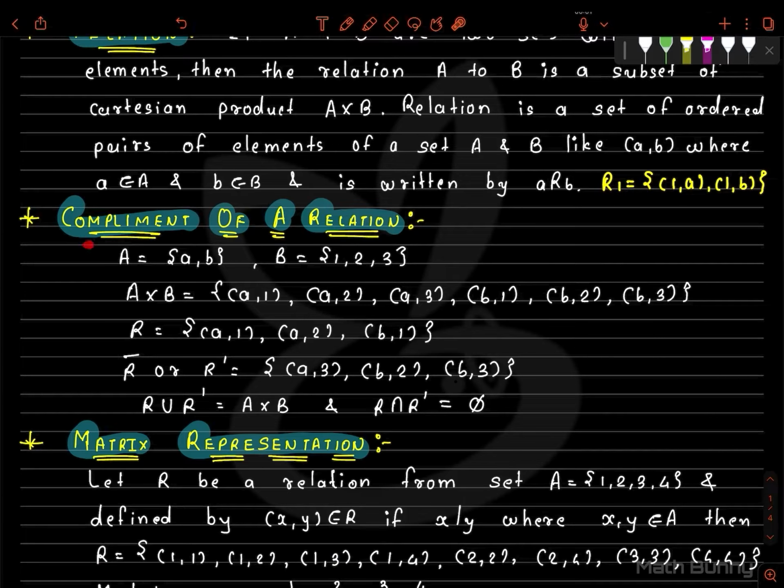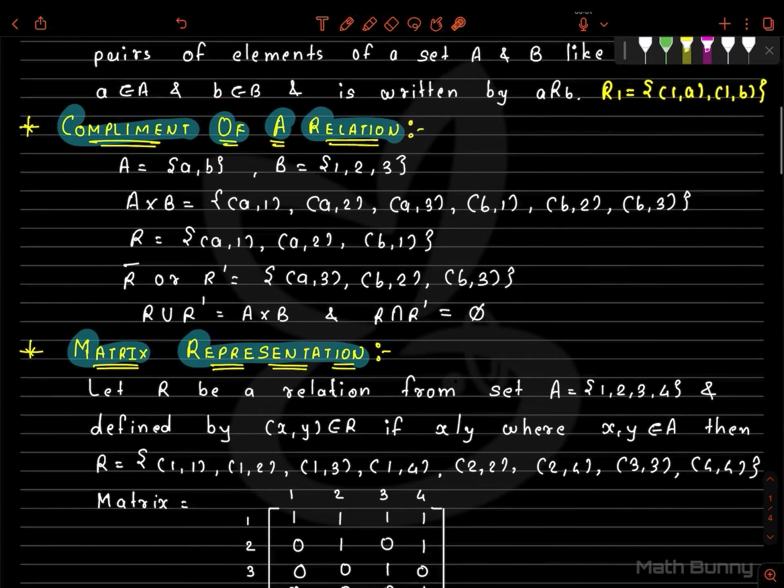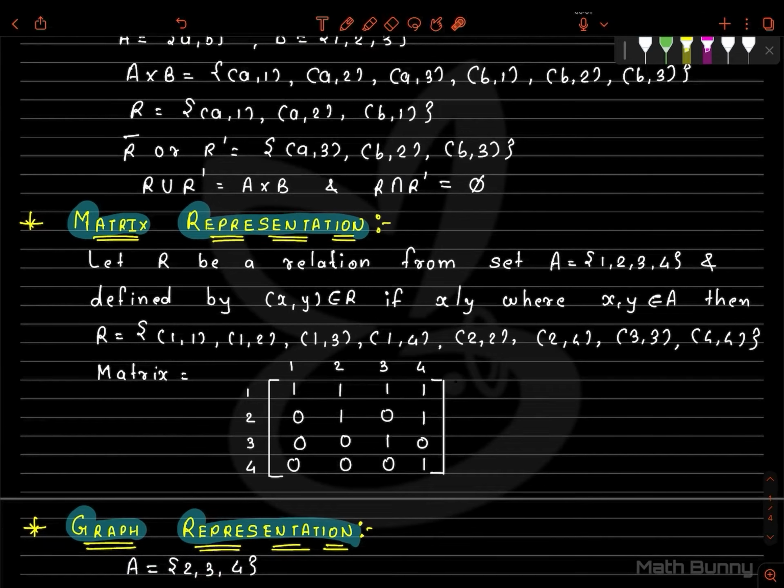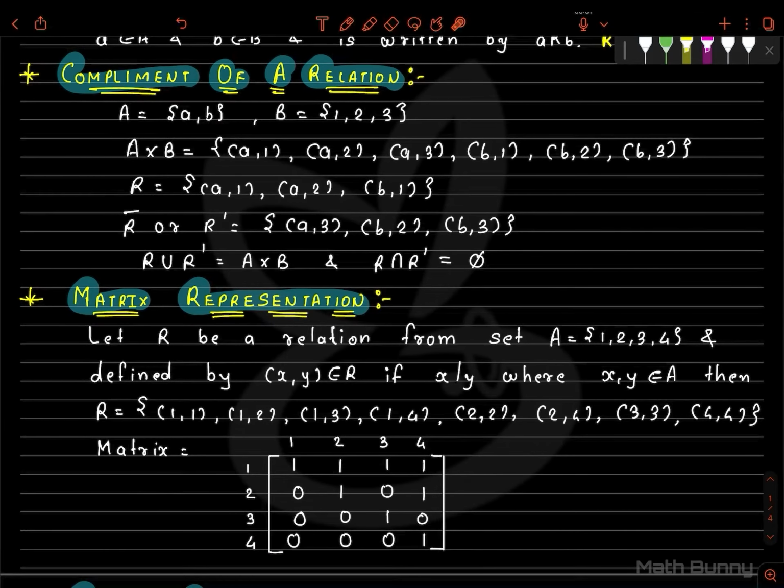Now, what is the complement of a relation? Here, two sets are given again. A equals {A, B}, B equals {1, 2, 3}. A cross B is A1, A2, A3, B1, B2, B3. If one relation is given, which is R equals {A1, A2, B1}, then the complement of this relation, denoted by R bar or R dash, equals the remaining elements of the Cartesian product apart from the given relation, which are A3, B2 and B3.